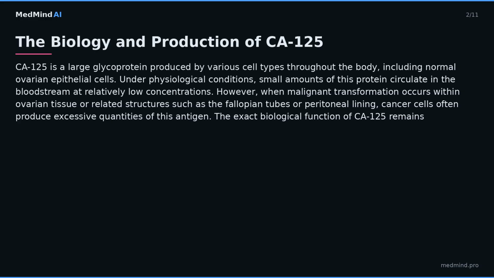The biology and production of CA-125. CA-125 is a large glycoprotein produced by various cell types throughout the body, including normal ovarian epithelial cells. Under physiological conditions, small amounts of this protein circulate in the bloodstream at relatively low concentrations. However, when malignant transformation occurs within ovarian tissue or related structures such as the fallopian tubes or peritoneal lining, cancer cells often produce excessive quantities of this antigen.